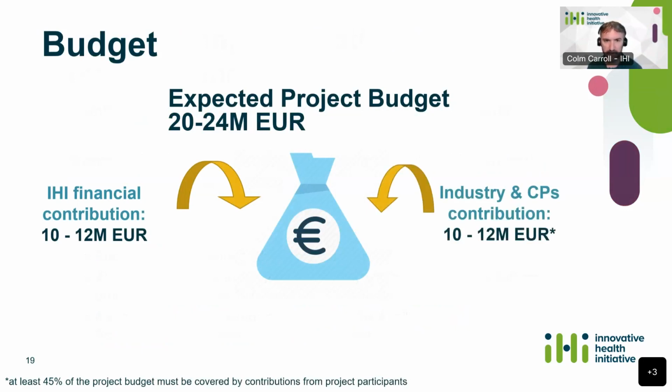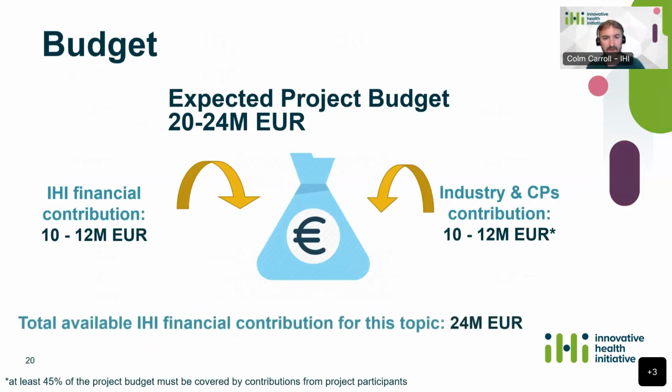As I mentioned before, the eligibility criterion is 45%, but I think from your point of view, it's best to think of this as a 50% contribution and have this little 5% as a kind of contingency, just in case something happens at the last minute. So the total available financial contribution from IHI for this topic is about 24 million. So if you do the maths here, we're probably going to fund 2 projects, maybe 3, depending on the budgets of those who apply.